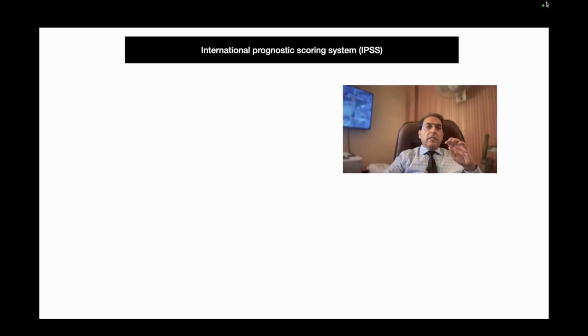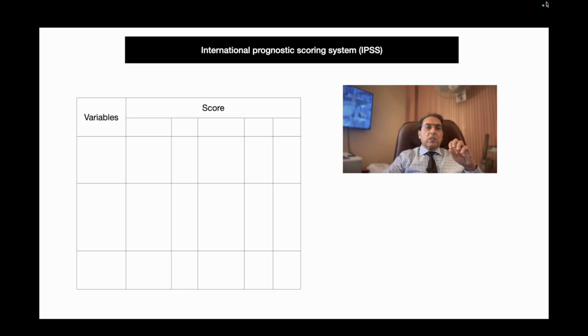And then what is the international prognostic scoring system on the basis of which we stratify the patient with myelodysplastic syndrome? So we use multiple variables and scoring systems, score from 0 to 2 for different variables. For example, if we take the percentage of blast in the bone marrow, if they are less than 5%, this is 0 score. If they are between 5 to 10%, it is 0.5. If they are between 11 to 20, this is 1.5. And if they are between 21 to 30, the score is given as 2.